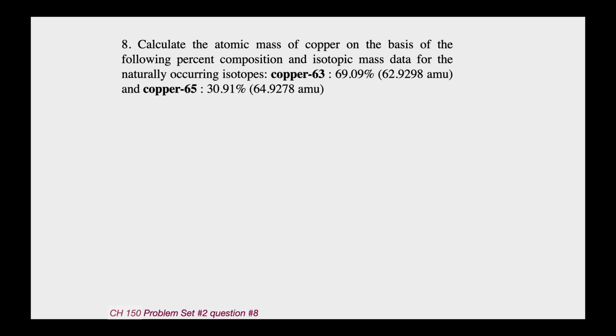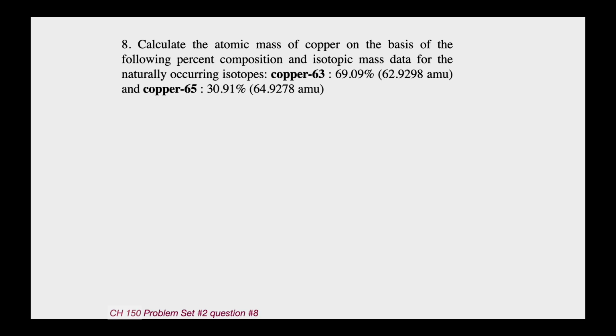In this problem, we know that copper has two main isotopes, copper-63 and copper-65, and we want to calculate the atomic mass of copper based on that. And notice we have the abundances there. Copper-63 is roughly 69%, and copper-65 is about 31%. So this is what chemists do when they figure out the numbers on the periodic table.